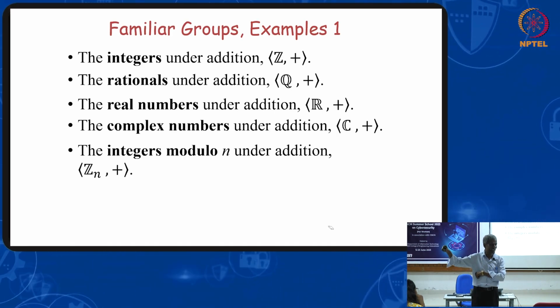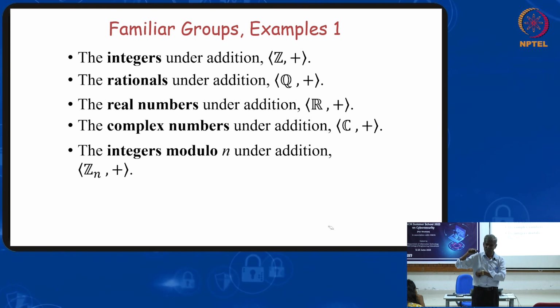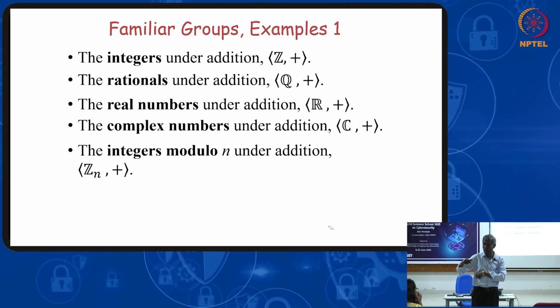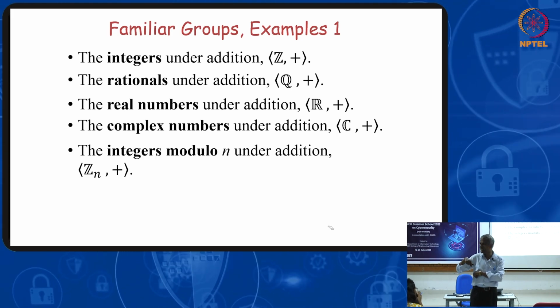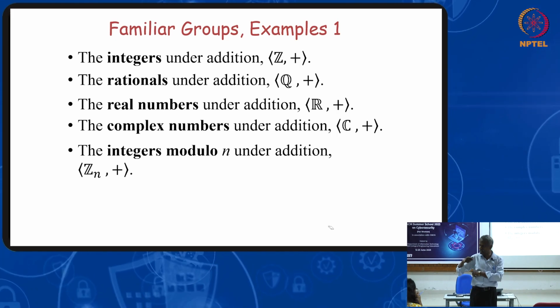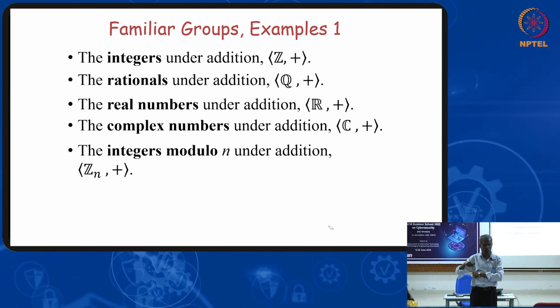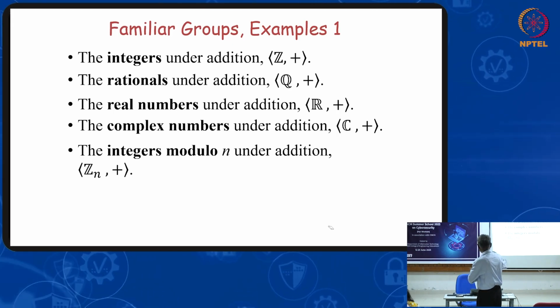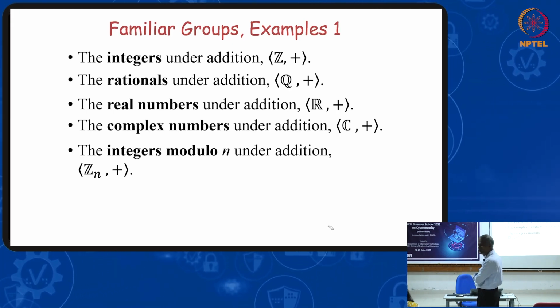Minus a minus ib. You add a plus ib with minus a minus ib, what will you get? 0. What is the identity element? 0 is the identity element. You can write 0 plus 0i. So the set of all complex numbers under addition forms a group.